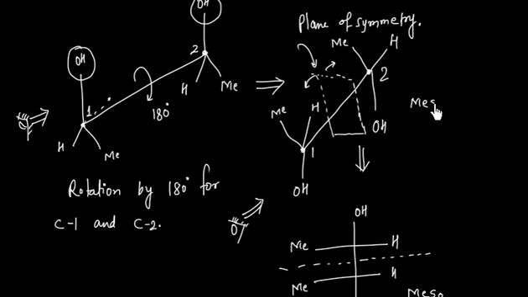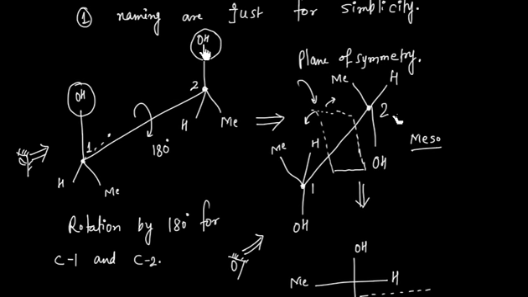So meso can also be looked at from Sawhorse projection formula. Even you see this formula, this is also meso because OH, OH same side, hydrogen, hydrogen same side, methyl, methyl same side. So from here we can also say this is meso.